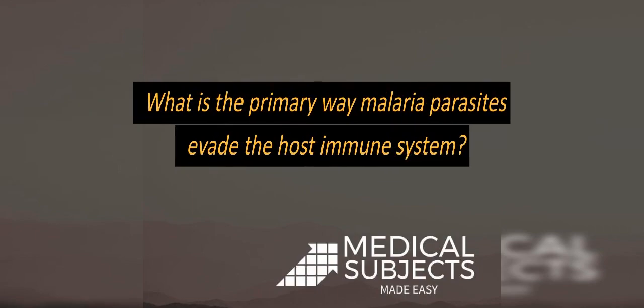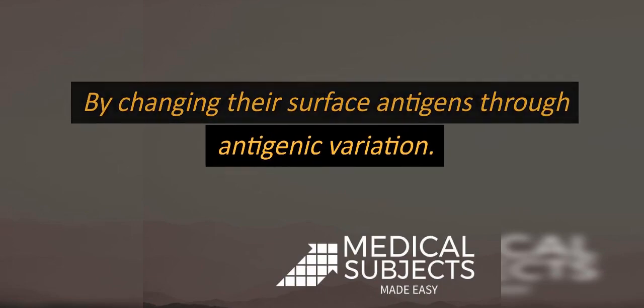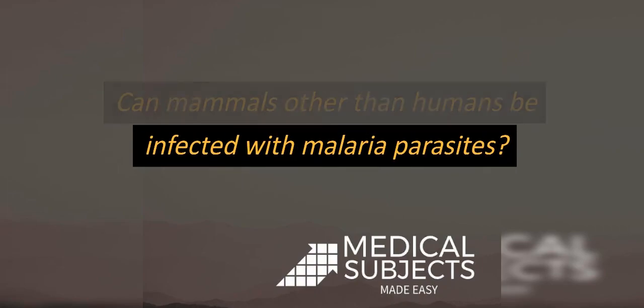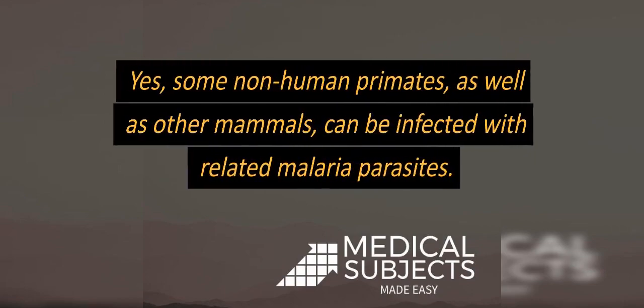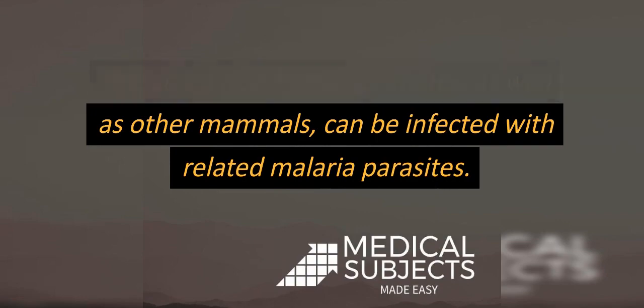24. What is the primary way malaria parasites evade the host immune system? By changing their surface antigens through antigenic variation. 25. Can mammals other than humans be infected with malaria parasites? Yes, some non-human primates, as well as other mammals, can be infected with related malaria parasites.